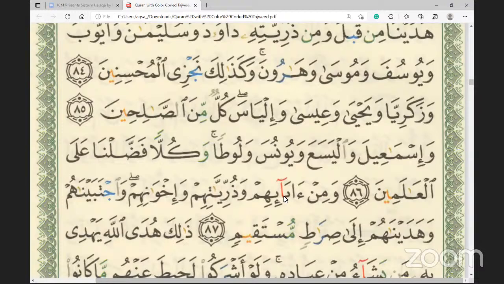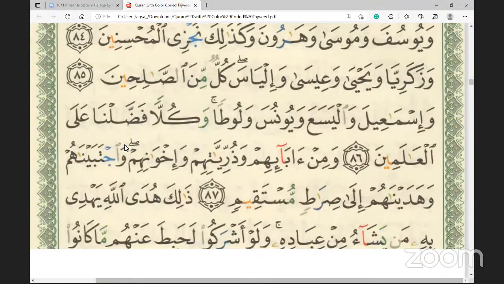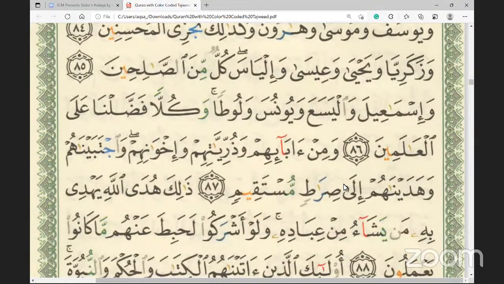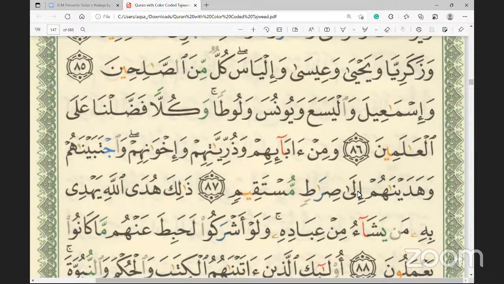Wa min aba'ihim wa dhurriyyatihim. Notice that thickness in the ha. Wa ikhwanihim, notice that shaking on that G. Wajtabaynahum wa hadaynahum ila. Notice that little a right there.